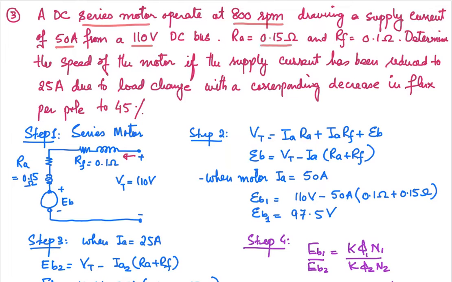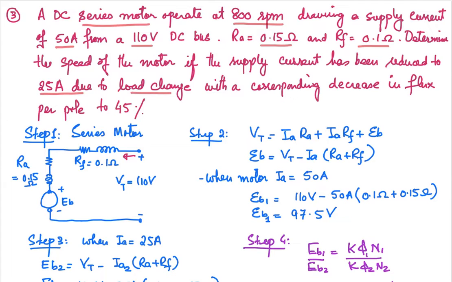Armature resistance is 0.5 ohm and the field resistance is 0.1 ohm. We are supposed to determine the speed of the motor if the supply current is reduced to 25 ampere due to the load change. So the load torque is going to decrease, and because of that the armature current is going to reduce to 25 ampere from 50 ampere.